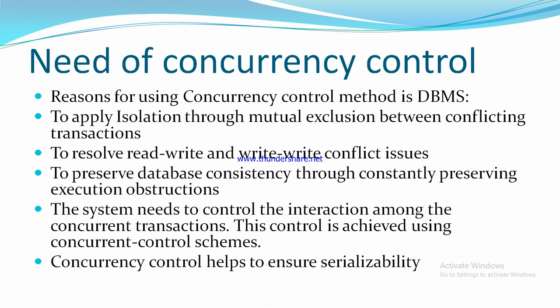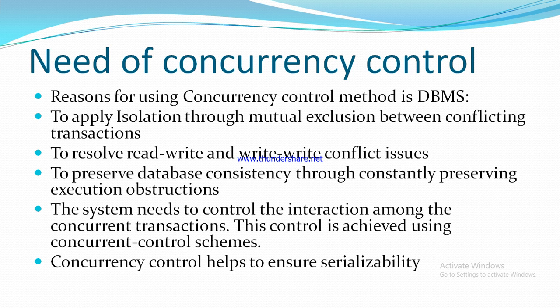Next, the need for concurrency control. The reason for using concurrency control in DBMS is to apply isolation through mutual exclusion between conflicting transactions. Mutual exclusion means that when more than one process has a conflict on read-write operations, we have to provide exclusion. Mutual exclusion means one process executes at a time. That is mutual exclusion.